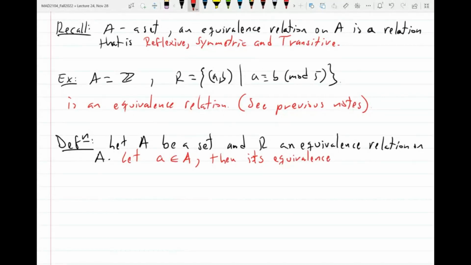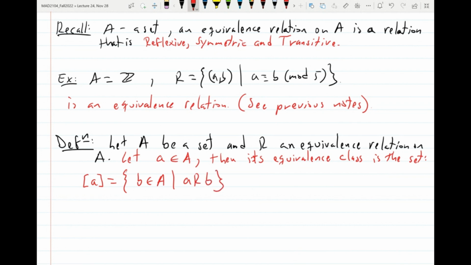So let a be in A, then its equivalence class, and they talk about this in the video, is the following set. This is the notation that I like to use for equivalence class. I think in the book and the video, they use a bar or something like that. I don't like that one, so this is more commonly used. So the equivalence class of this element a is the set of all elements in A, I'm going to call them b, such that a is related to b.